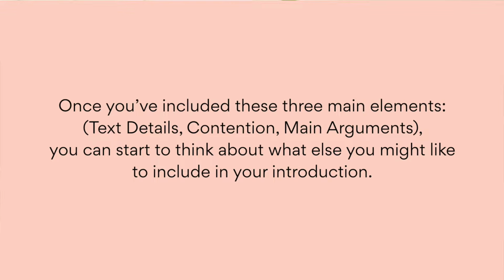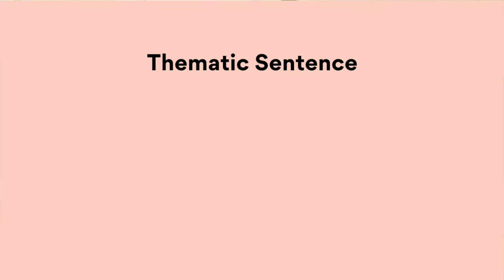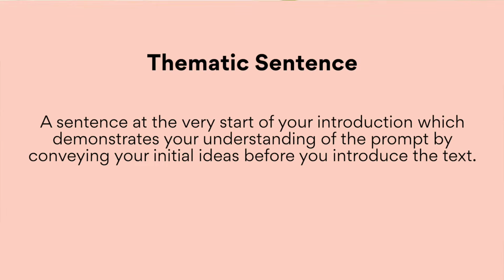Now let's talk about optional elements. Once you've included these 3 main elements, you can start to think about what else you might like to include in your introduction. Your introduction doesn't have to be structured in one specific way either, so we'll discuss different structure options a bit later. One option to add into your introduction is a thematic sentence. A sentence at the very start of your introduction which demonstrates your understanding of the prompt by conveying your initial ideas before you introduce the text.